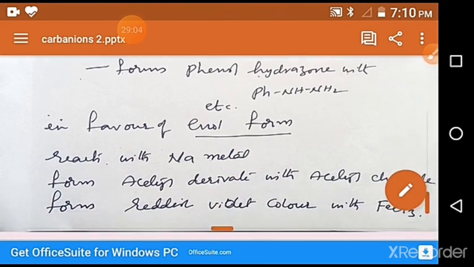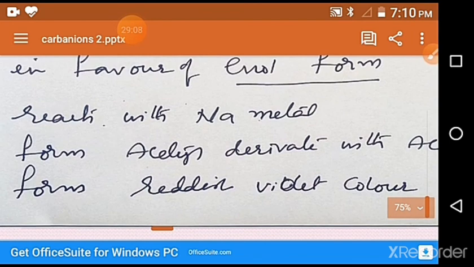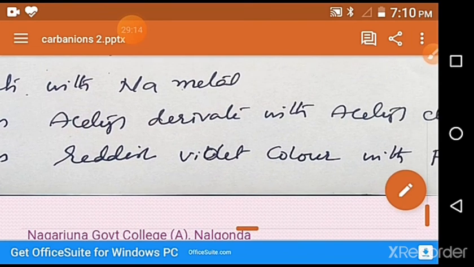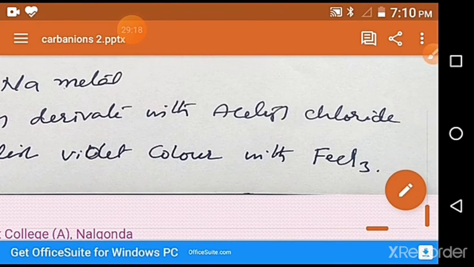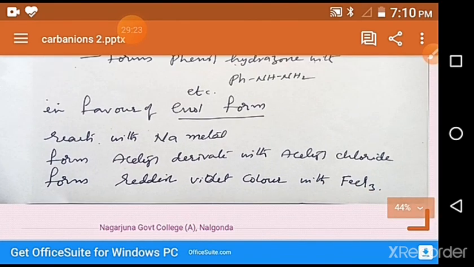Coming to the evidences for the enol form: enols easily react with sodium metal, alcohol groups form acetyl derivatives with acetyl chloride, and the phenolic OH group gives a violet color with ferric chloride. All these reactions are exhibited by ethyl acetoacetate.